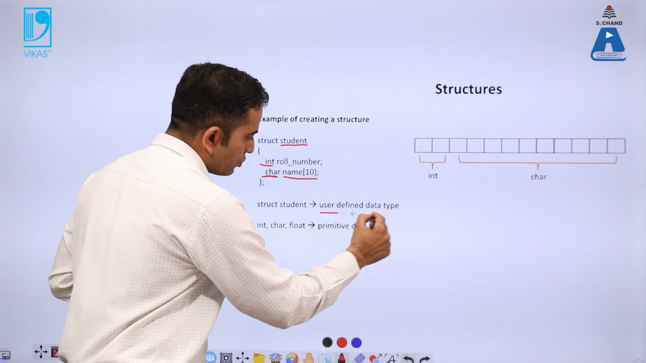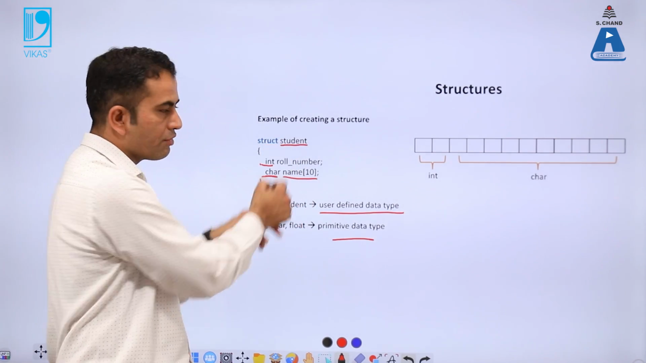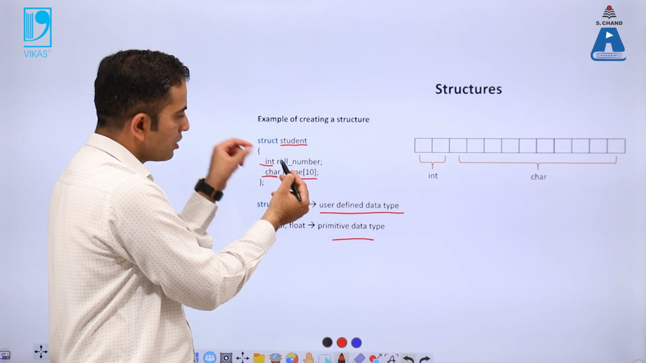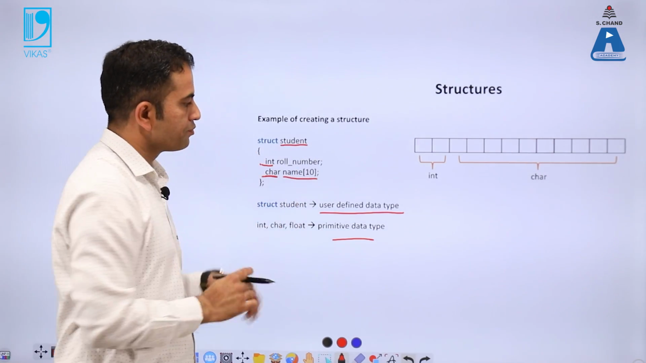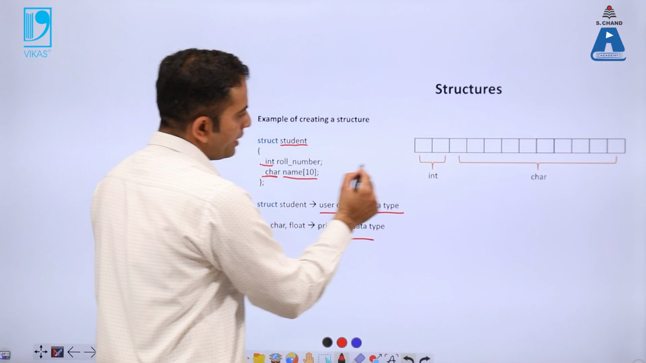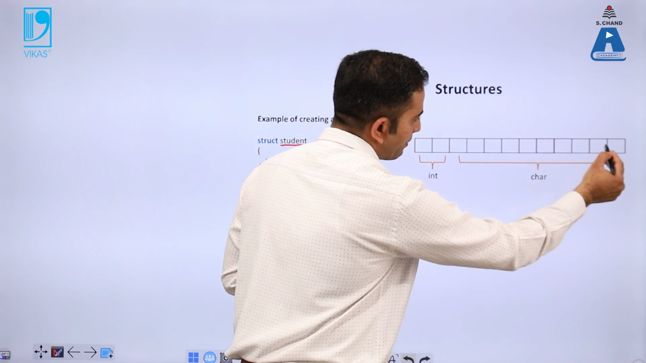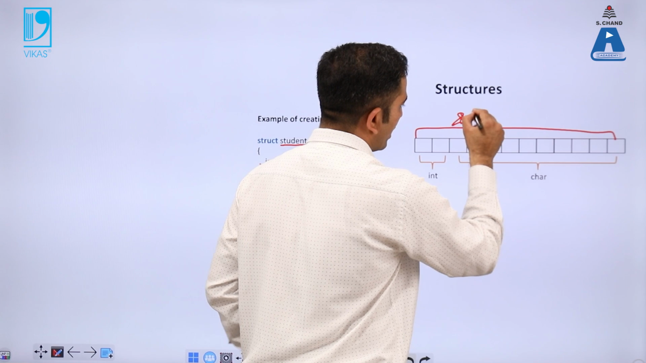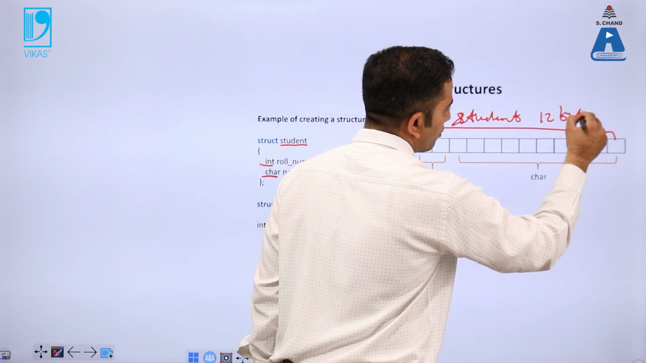Primitive data types are int, char, float, and these are the basic data types, and this structure is a collection of different types of data types. See, this is int and this is char. Different types of data types are grouped together in a user defined data type called student. So what is the concept of memory occupation here? Int takes 2 bytes and char is of 10, so it takes 10 bytes. So the total is 12 bytes. So this whole structure, named student, has 12 bytes of memory.